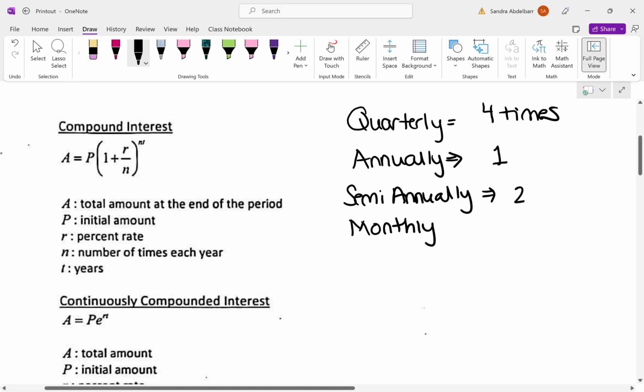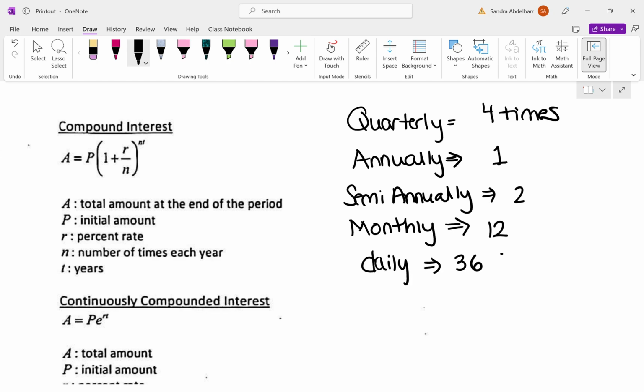Okay. So quarterly means 4 times, annually means once, semi-annually means twice, monthly, how many times a year is monthly? 12. You should write it down unless you know it all. Daily means 365. Good.